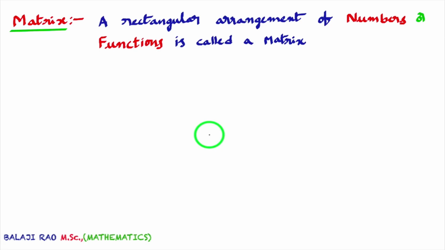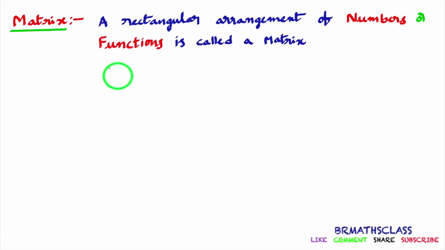The definition of a matrix, what is an element in a matrix, what is the order of a matrix, a few important points, and we will learn how we represent a matrix. You see, what is the definition of a matrix? A rectangular arrangement of numbers is called a matrix.